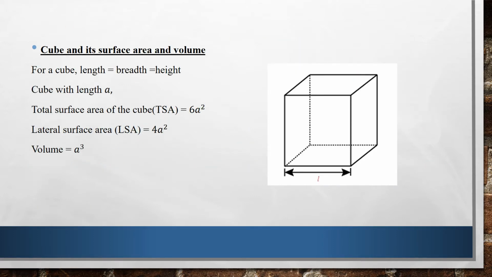Now, let us see the surface area and volume of a cube. For a cube, we know the length, breadth and height are equal. Suppose the cube is of length A, we can say the total surface area of the cube is equal to 6A square. Lateral surface area of the cube is equal to 4A square and volume of a cube is equal to A cube.